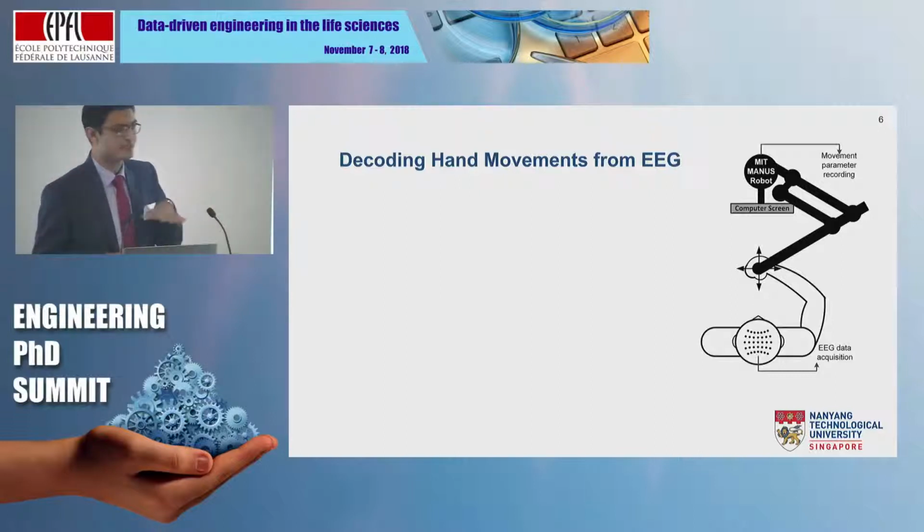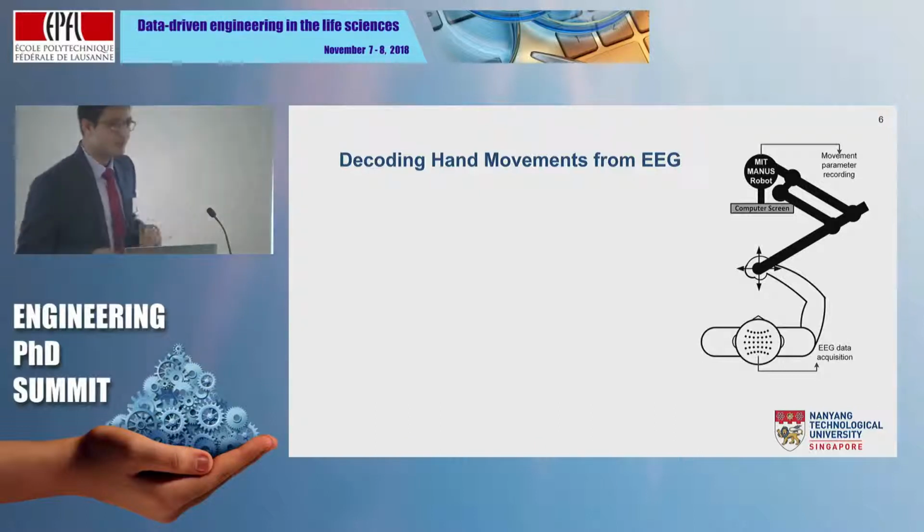So that is used to establish the ground truth, right? And EEG is being recorded simultaneously. So in this particular case, the patient, the subject, moves the MIT Manus robot in one of 4 directions: north, east, south, and west, right?